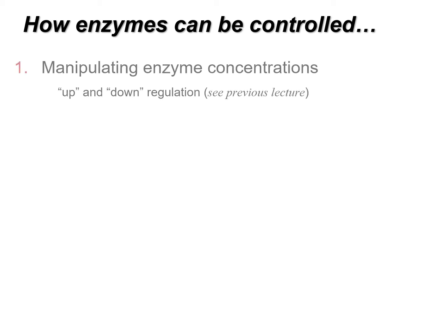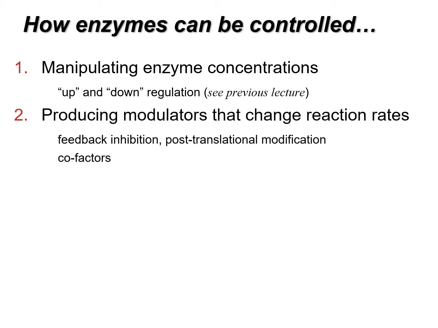So how do we control the controllers? How do we control enzymes? I've got a laundry list here, and we're going to go through each of the items on this list and give you some examples. One is the presence or absence or the amount of the enzyme. We call this generally up and down regulation. There are some ways of saying up and down regulation that talk about the activity of the enzyme, but for our purposes for this class, we're going to say abundance of the enzyme.